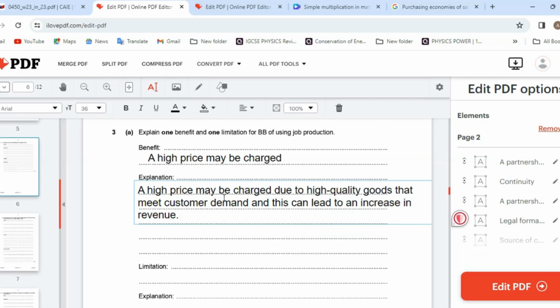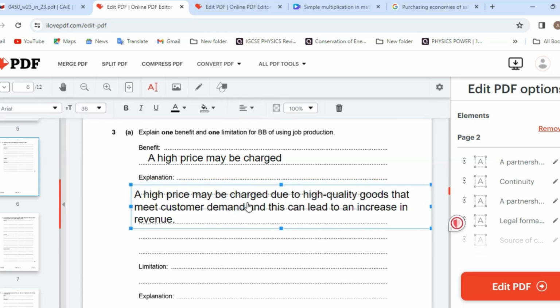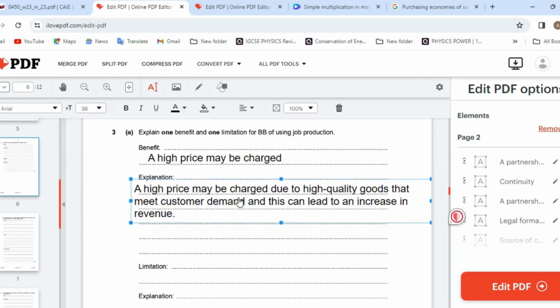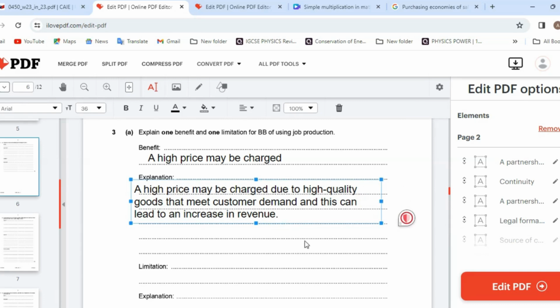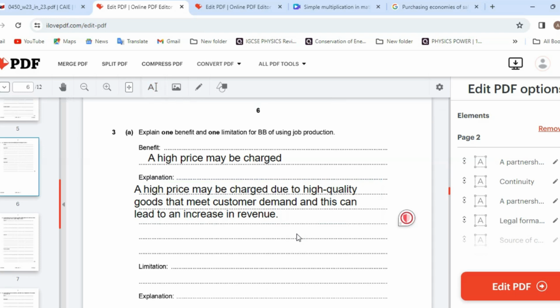Okay, we also have other benefits, that is, it will increase demand because it will be suitable for individually designed products, where the product needs to meet the exact requirements of the customers when using job production. Okay, what limitation do you think can arise from using job production?